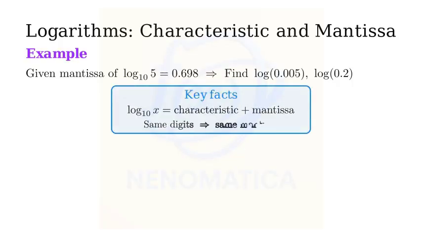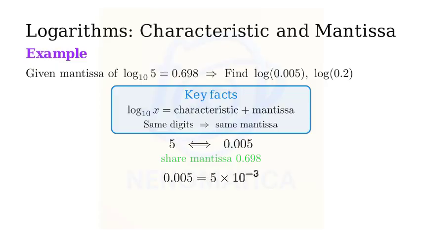First, a quick reminder. A common logarithm splits into two parts, the characteristic, which is the integer part, and the mantissa, which is the decimal part. Numbers that share the same sequence of digits, like 5 and 0.005, share the same mantissa. Only the characteristic changes. Let us find log of 0.005.